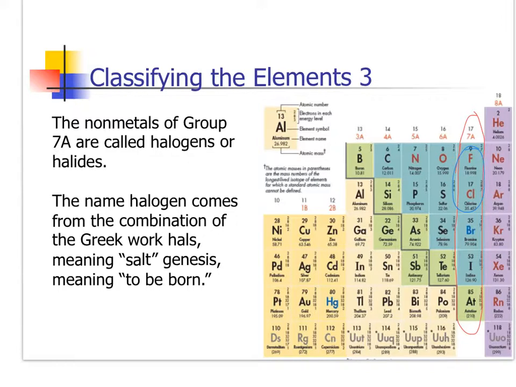Those noble gases are colored in purple over here, and they are colored purple because of nobility. So they almost have that octet, and the halogens are just one shy.